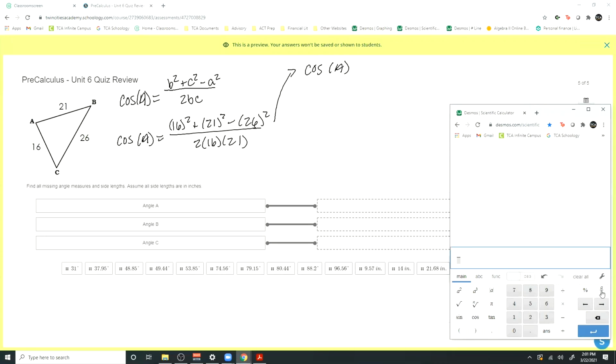Here I'll need to make a fraction, and on the top, 16 squared plus 21 squared minus 26 squared. And this is over 2 times 16 times 21. So cosine of A, make sure we typed everything correctly. Looks like we did. Cosine of A is equal to 0.03125.